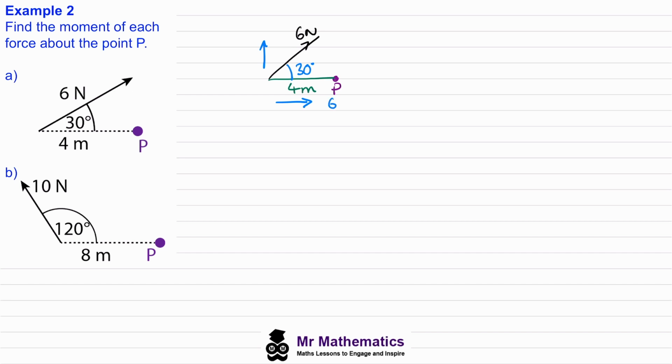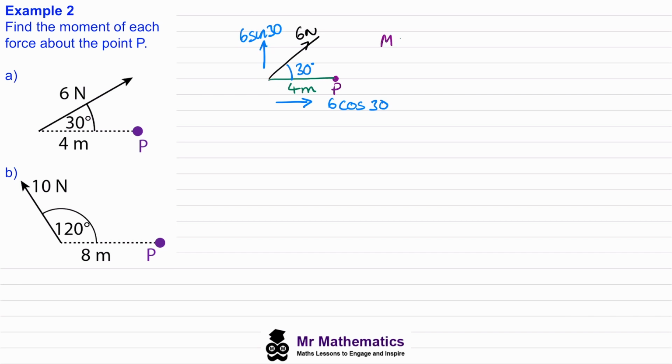This will be 6, which is the hypotenuse, multiplied by the cos of the angle 30. So it's the cos of the angle 30 because this contains the angle. It's easy to think that contains is cos, which means the vertical force doesn't contain the angle. So this will be 6 sine 30. And it is this force which will have a turning effect on point P because it's perpendicular to the arm.